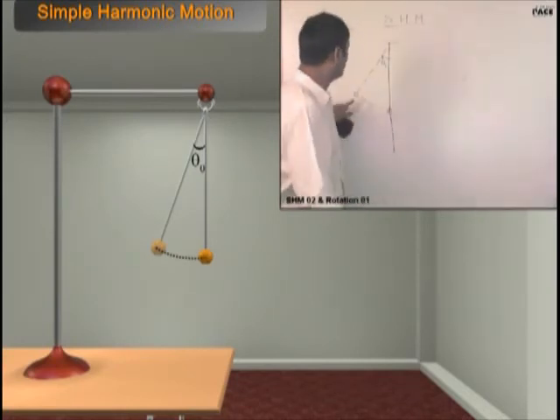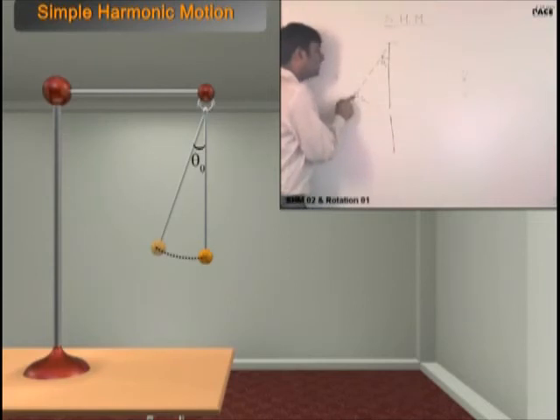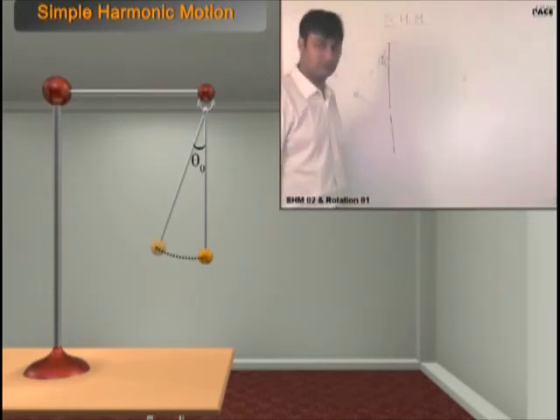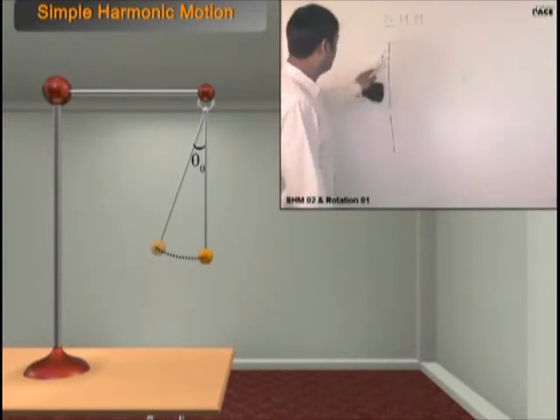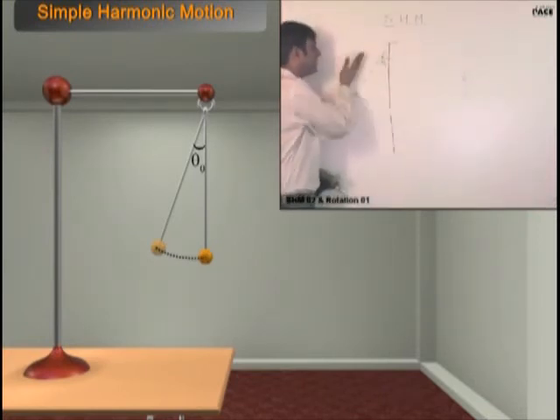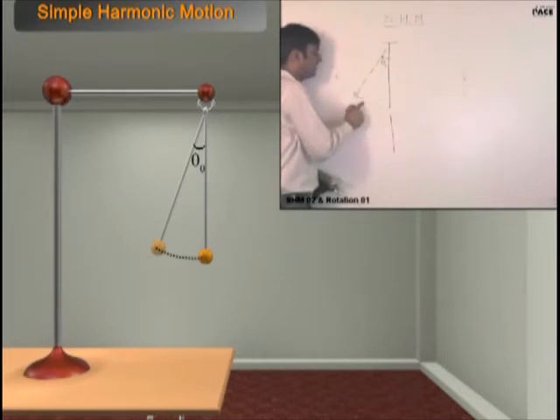Please tell me what the initial phase is if I leave the body from here and I have chosen the clockwise direction to be positive. We've already taken theta naught as the amplitude. It is displaced by theta naught and from here I am leaving it. So it starts falling down. So tell me what is the initial phase.